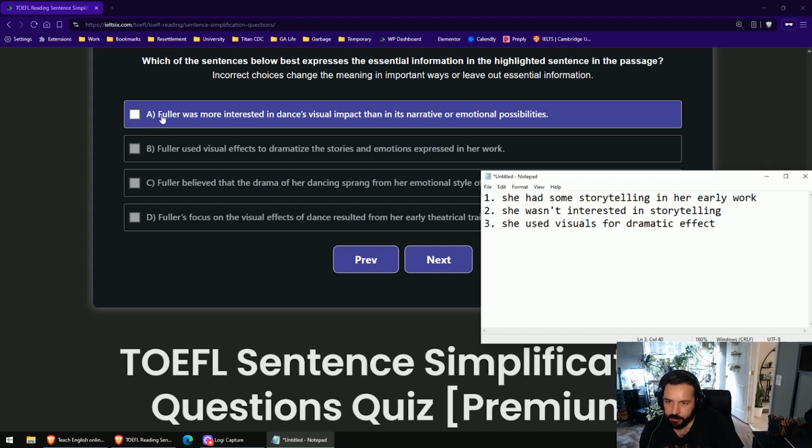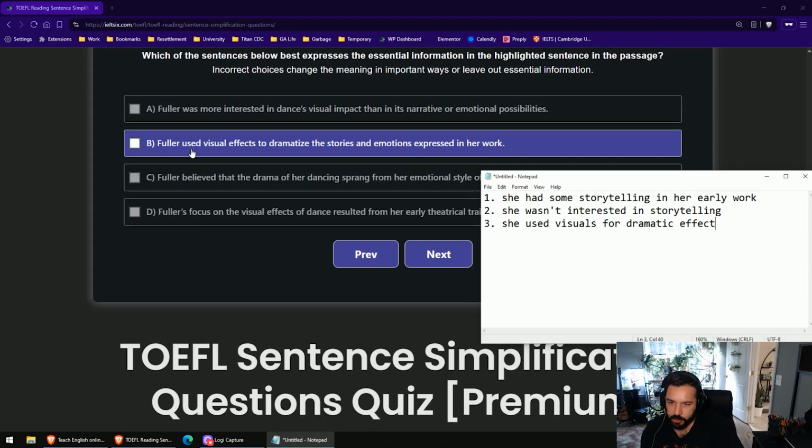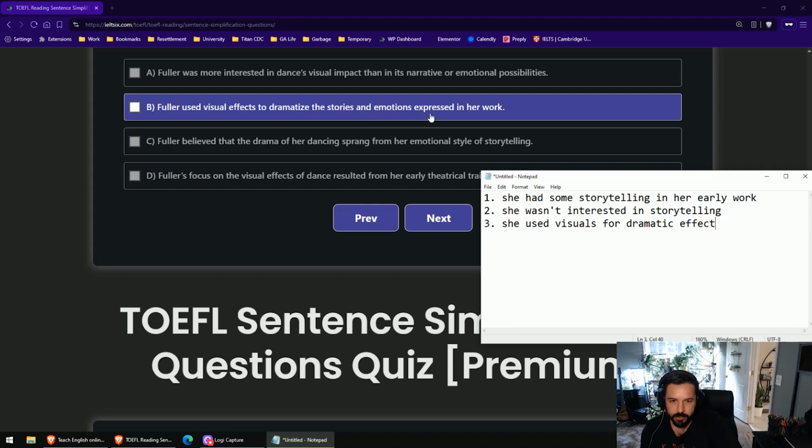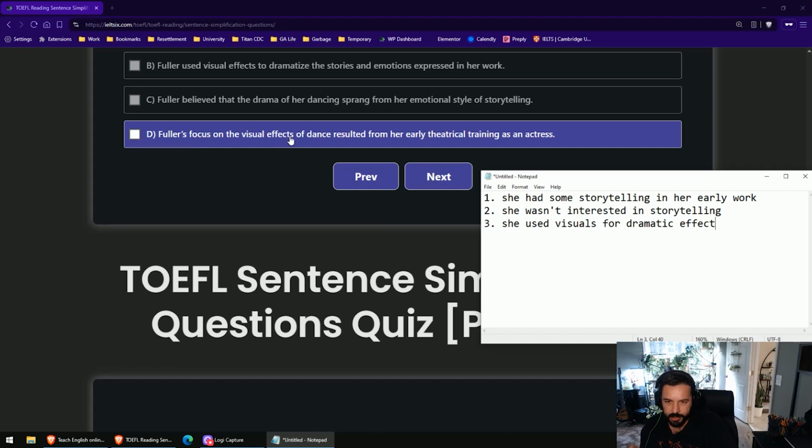Now let's see. She was more interested in dance's visual impact than its narrative or emotional possibilities. It is true. Doesn't include her past work, but it is true. Used visual effects to dramatize the stories and emotions expressed in her work. She wasn't really expressing emotions or telling stories. So this one is connecting the two, which are not connected. She believed that the drama of her dancing was because of her emotional style of storytelling. She wasn't storytelling.